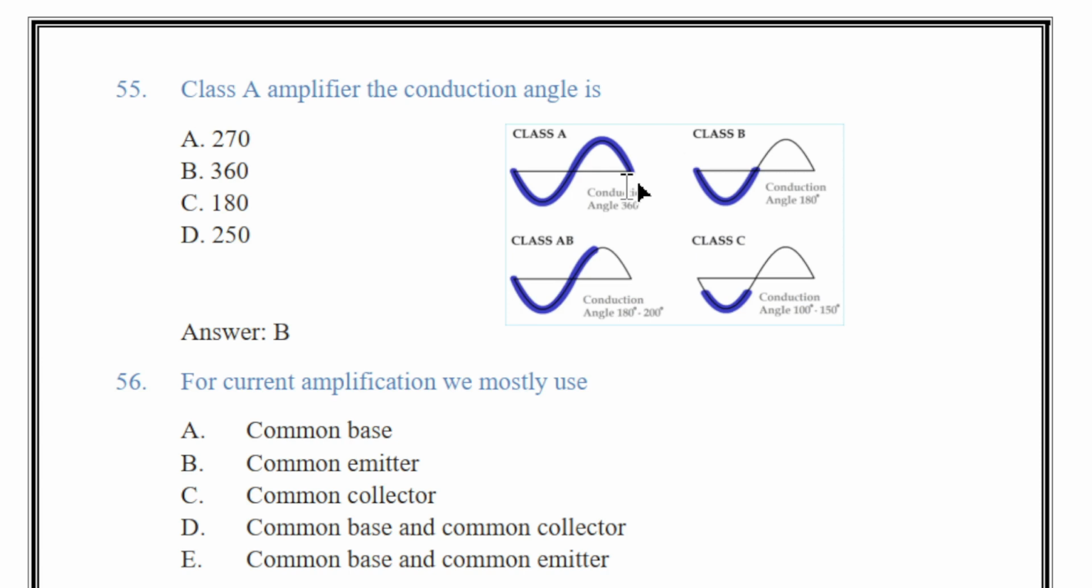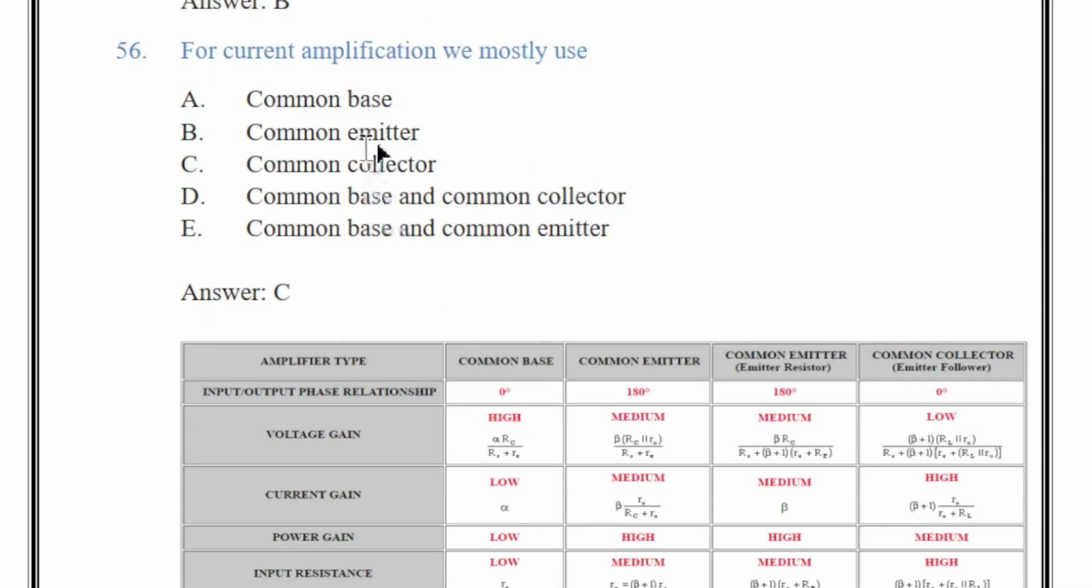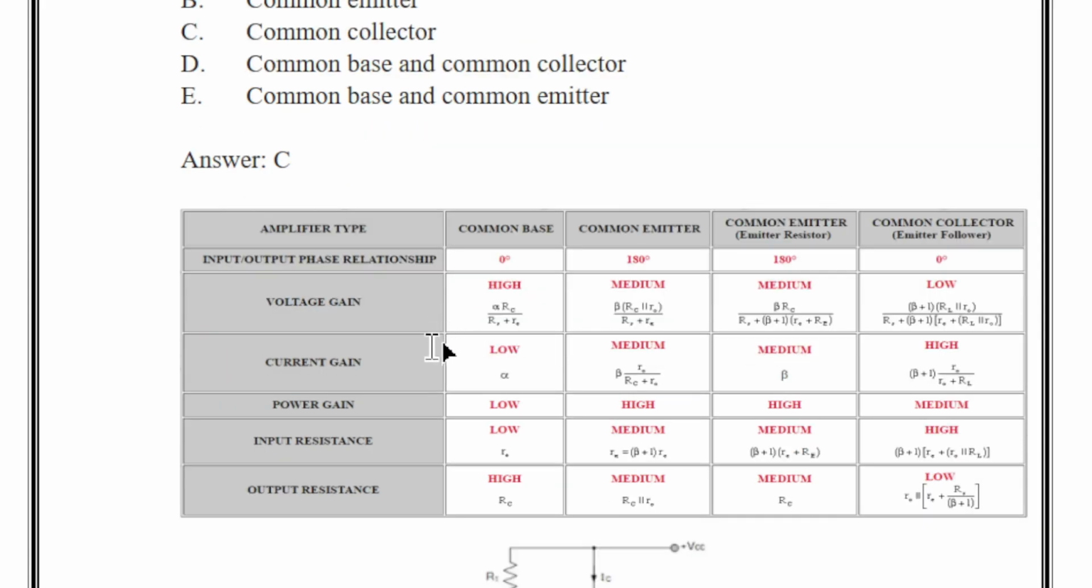Now we come to the question number 56. For current amplification, we mostly use, there are the four options. The correct answer is C. Now you can see the different amplifiers, the types of amplifiers are mentioned here, and different modes are there: common base, common emitter, and common collector, and different formulas are mentioned here.